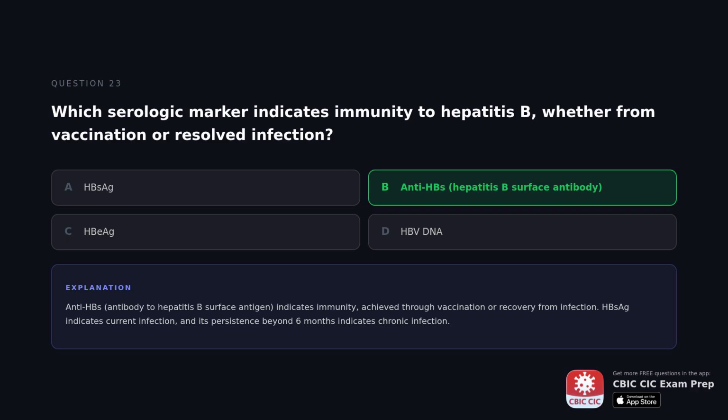The correct answer is anti-HBs, hepatitis B surface antibody. Anti-HBs, antibody to hepatitis B surface antigen, indicates immunity achieved through vaccination or recovery from infection. HBsAg indicates current infection, and its persistence beyond 6 months indicates chronic infection.